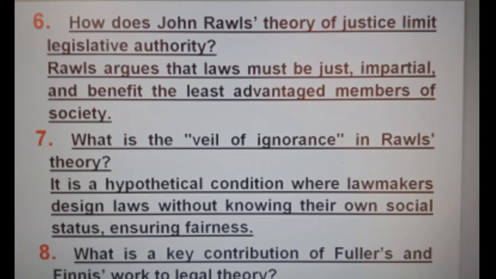How does John Rawls' theory of justice limit legislative authority? John Rawls argued that laws must be just, impartial, and benefit the least advantaged members of society. What is the veil of ignorance in John Rawls' theory? Veil of ignorance is a hypothetical condition where lawmakers design laws without knowing their own social status, ensuring fairness.